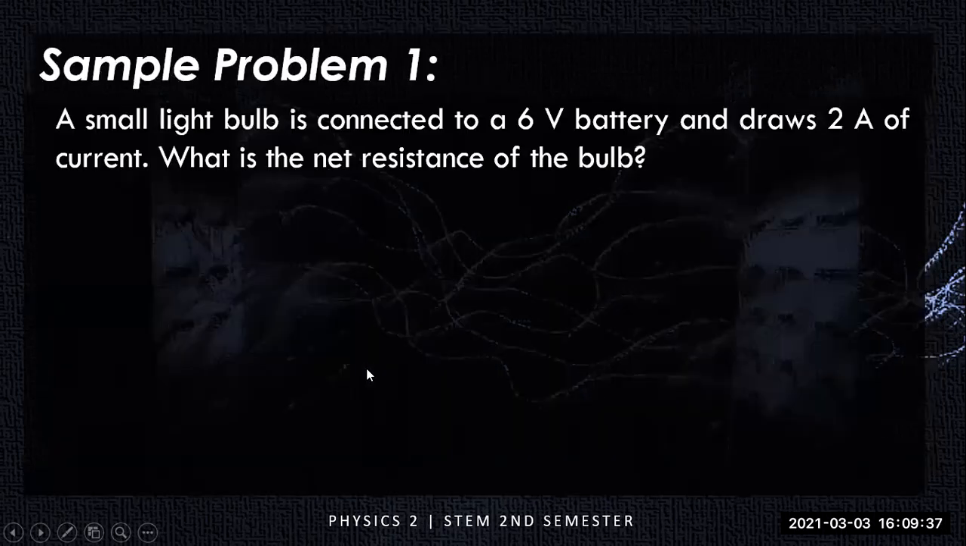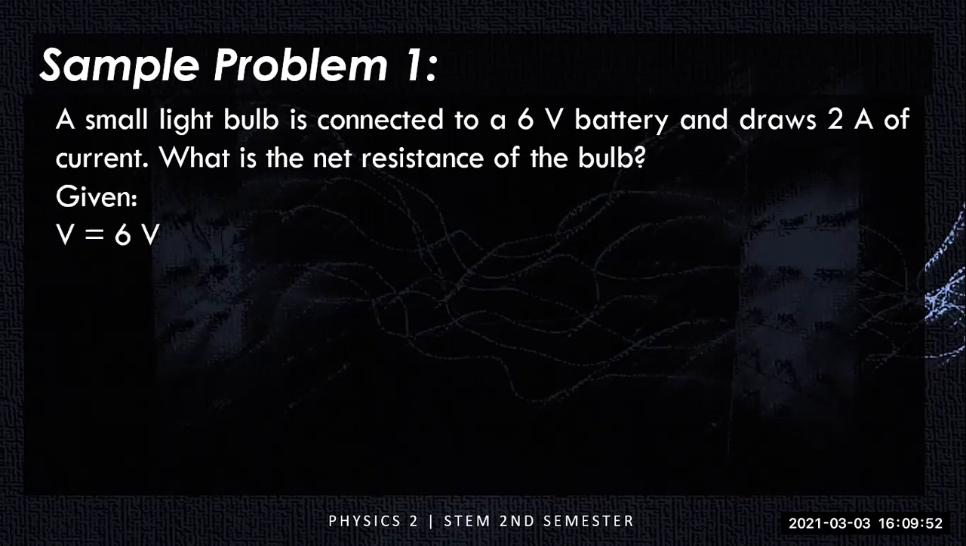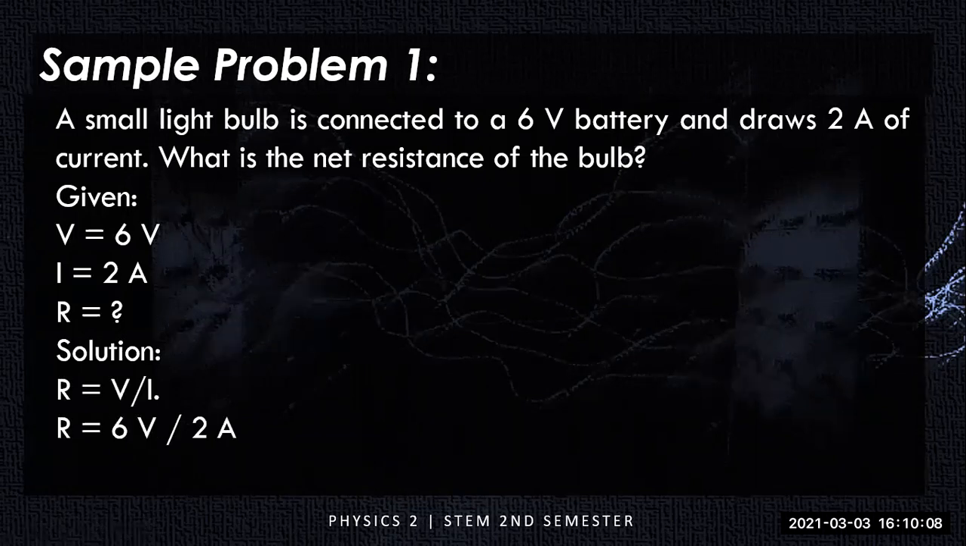Let's have a sample problem number 1. For example, a small light bulb is connected to a 6 volts battery and draws 2 amperes of current. What is the net resistance of the bulb, meaning the total resistance of the bulb? First we identify the given. The given are 6 volts and 2 amperes for the current, and we need to find the resistance. To compute for resistance, we just divide voltage over I. So 6 volts divided by 2 amperes, 6 divided by 2, we get 3 ohms.